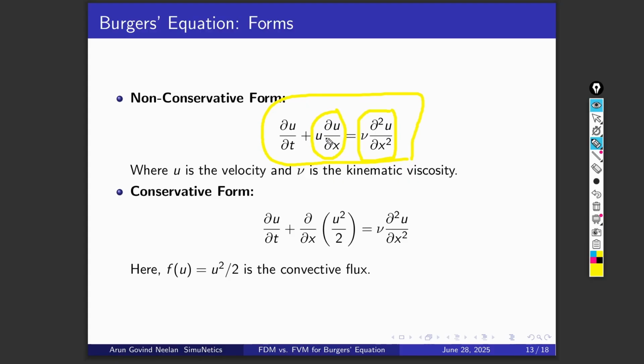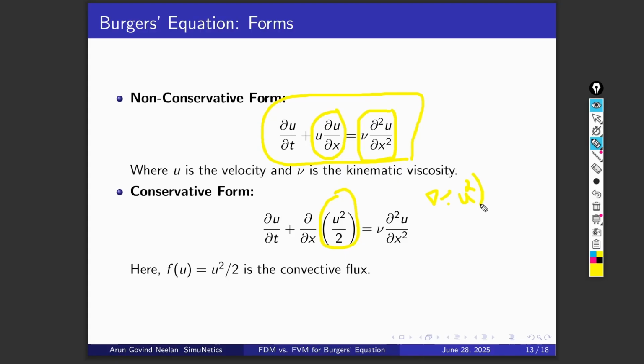In this term, you can notice that u is sitting outside of the derivative. But here you can notice that u is inside the derivative. So if we can write this in terms of divergence form, basically this term we can represent as the divergence of u square.